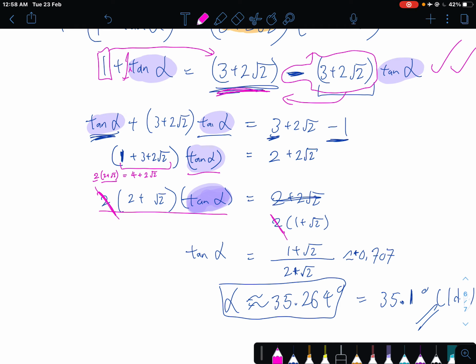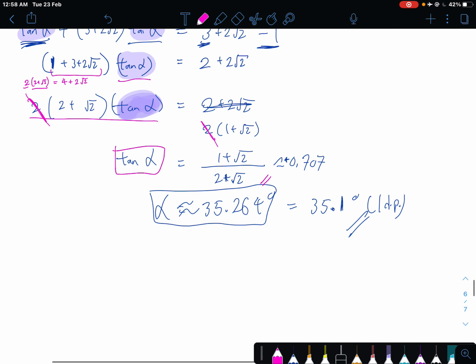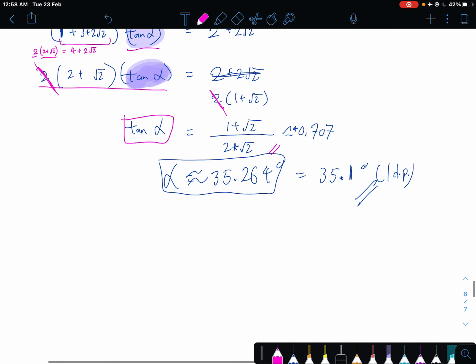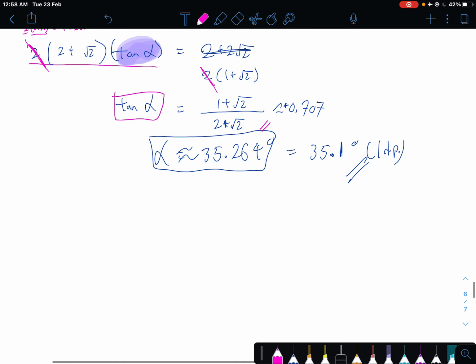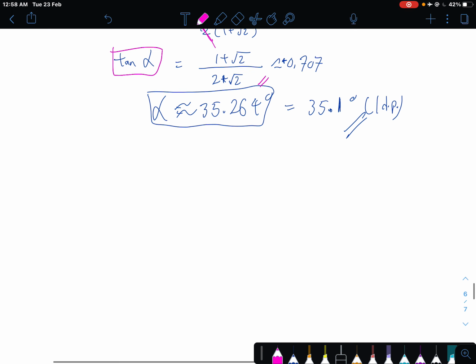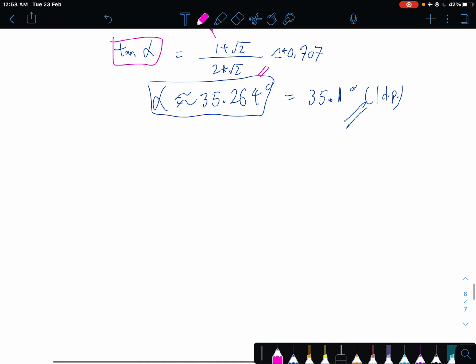Now finally, you can make tangent alpha the subject, which is 1 plus root 2 over 2 plus root 2. And then you are done. However, since this is A Math and we are testing you on basic concepts, we want you to also rationalize the denominator. Meaning that we have tangent of alpha equals this fraction, but we want you to rationalize the denominator.